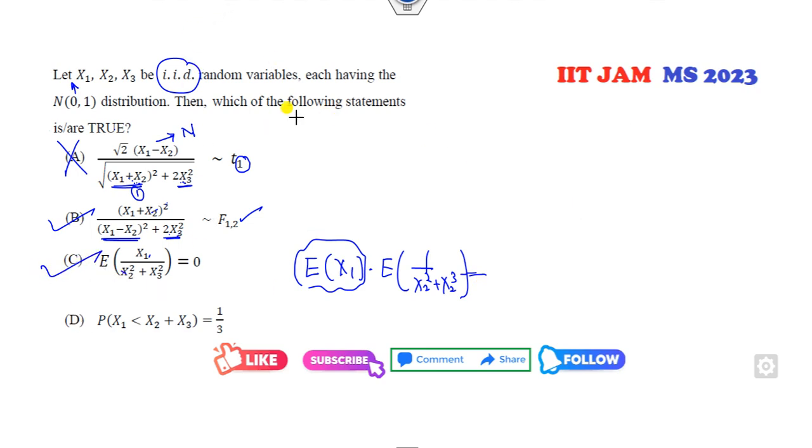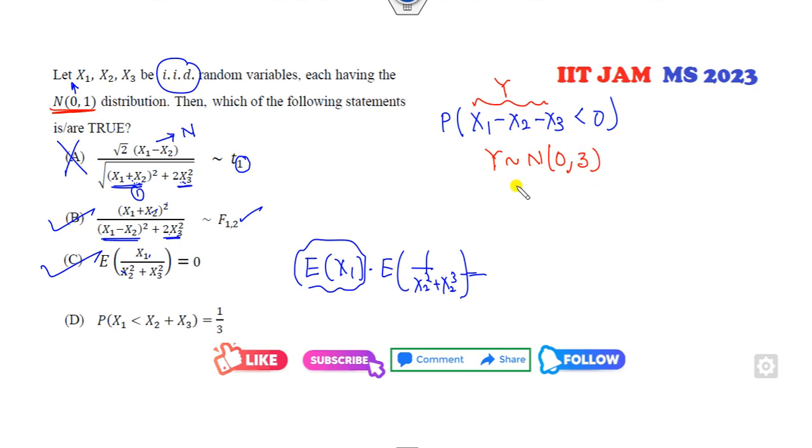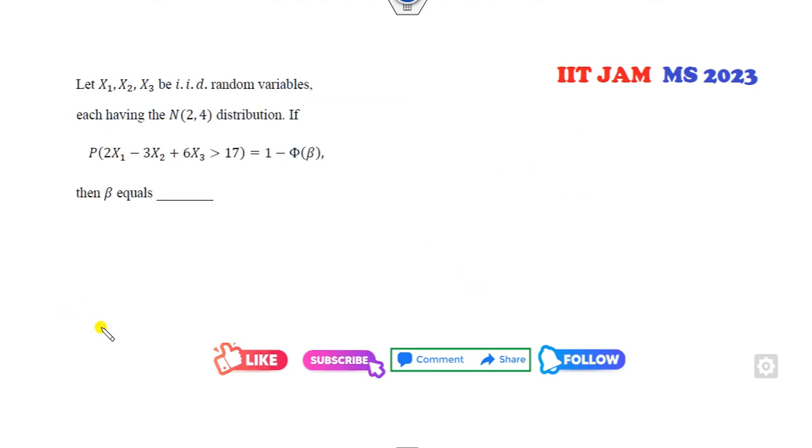Look at the last option. So I can write this number as x1 minus x2 and here, which is this one. I consider this number to be y. Then y will again follow the normal distribution with mean 0, variance 3. So I can convert into z: 0 minus 0 by root 3. So what is that? It's a half. But he said 1 over 3. Okay.